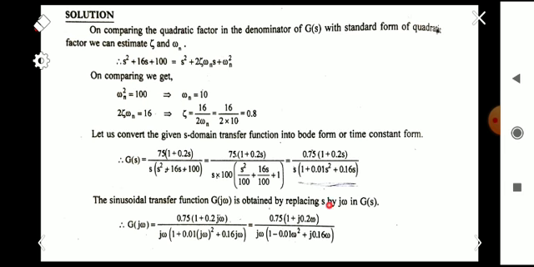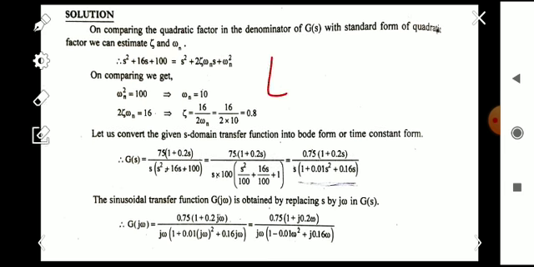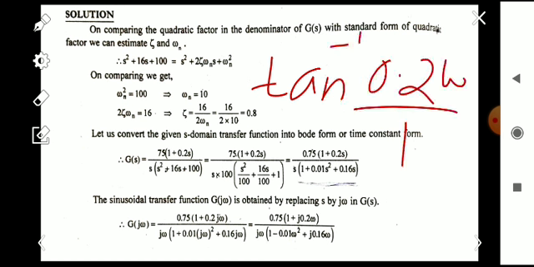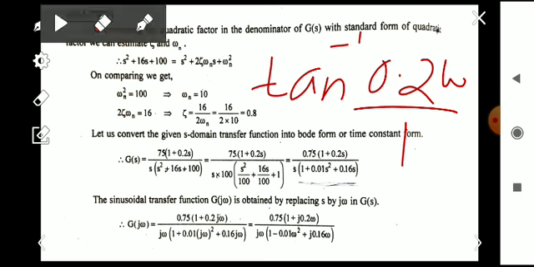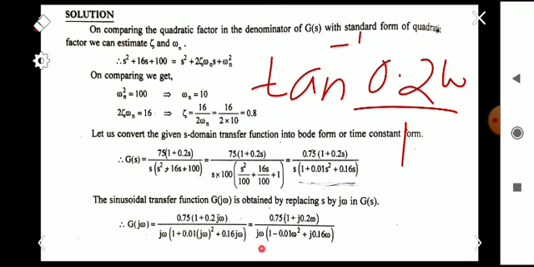Here in the numerator part we have a first order term, and we know that the phase angle is tan inverse b by a. So tan inverse of 0.2 omega by 1, that is tan inverse 0.2 omega. Another term is 0.75 j omega, and since the j omega is in the denominator, the angle will be minus 90. The second order term is also in the denominator.